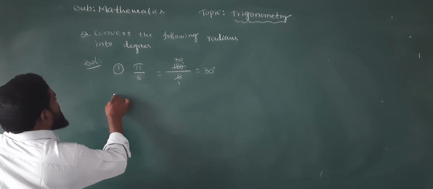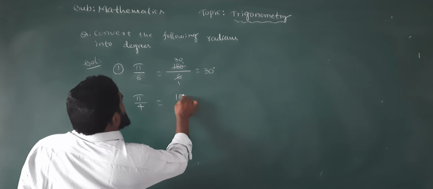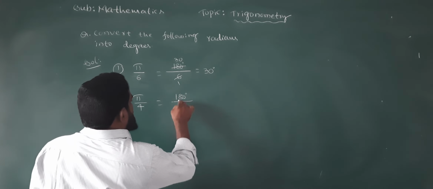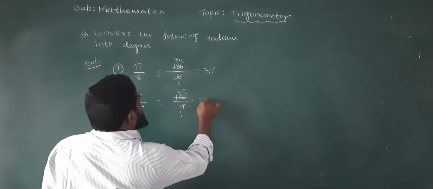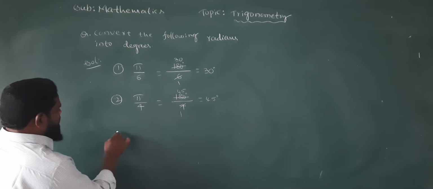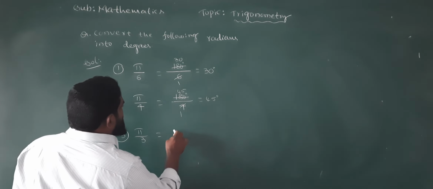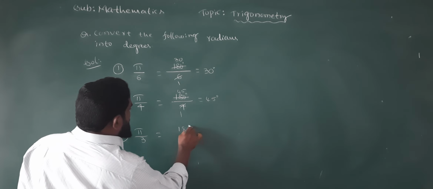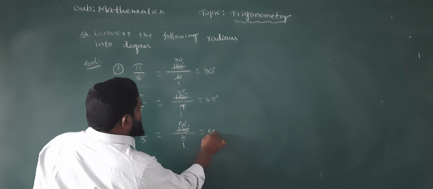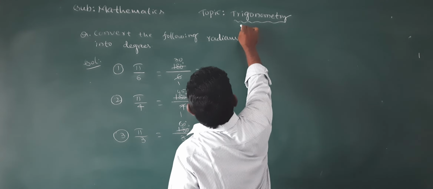Similarly, suppose if pi by 4, what will come? 180 degrees by 4. 4 table. 4 4s are 16, 4 5s are 20. 45 degrees. Pi by 4 means how many degrees? 45. Take pi by 3. What will come here? 180 degrees by 3. What will come for this one? 60 degrees.